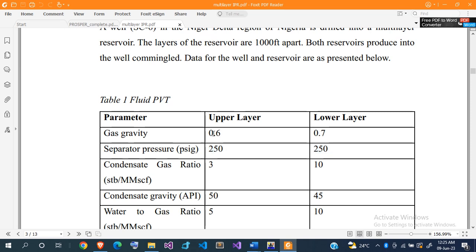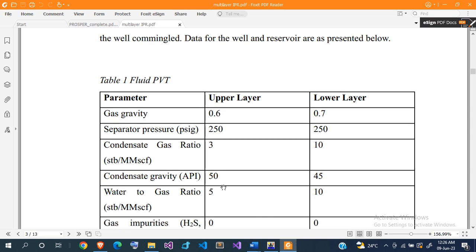So we look at the gas gravity of the different fluids. The upper layer is at 0.6 and the lower layer is 0.7. Let me say at this point that this well is actually producing a retrograde gas. What that means is it's a gas well but has condensates present. At the surface, where the pressure reduces, you have condensates coming out, and that is why you have condensate gravity. For the upper section the condensate gravity is 50 API, while for the lower it's 45. We also have the WGR, the water gas ratio, so we're having water production from this well too.